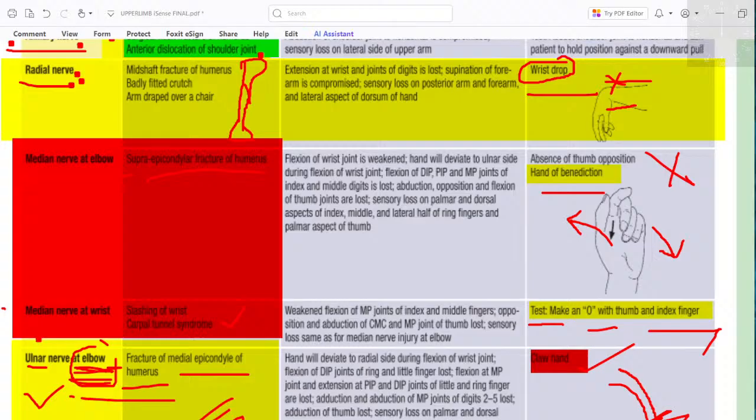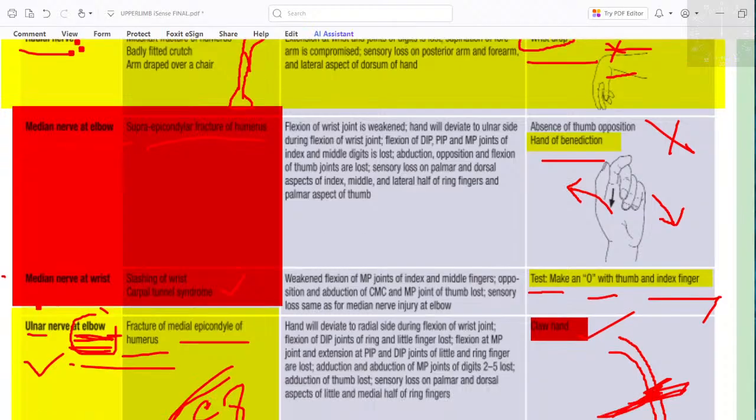So this could be the forehand or the hand abduction, where the flexor of the wrist is weakened and the wrist deviates to the ulnar side during flexion. Flexion of the distal interphalangeal, proximal interphalangeal and metacarpophalangeal joints of the index and the middle finger is lost. Abduction and flexion of the thumb joints are lost. Sensory loss on the palm and in the dorsal aspect of the index and middle finger.